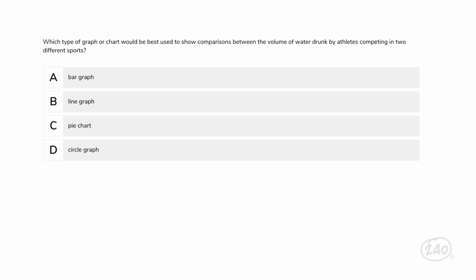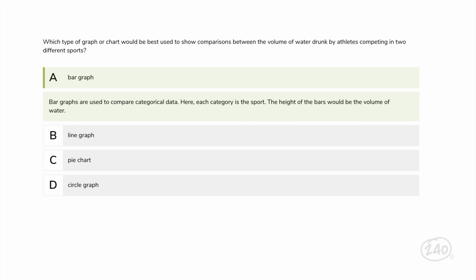Hey, let's keep it up. Which type of graph or chart would be best used to show comparisons between the volume of water drunk by athletes competing in 2 different sports? Think back to that table, back in Competency IV. Which graphs are used to compare categorical data? You got it. The correct answer is A. Here, each category is the sport. The height of the bars would be the volume of water.